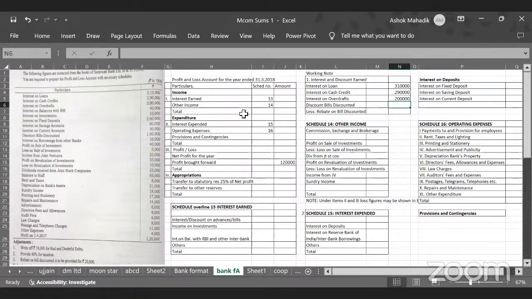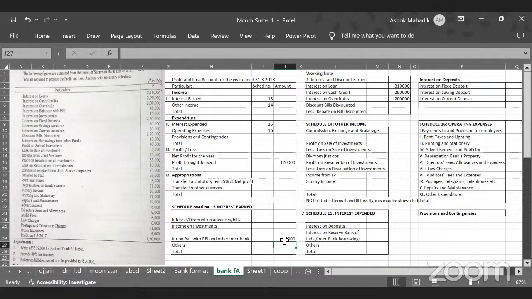Okay. Next, interest on balance with RBI. This will be put directly in the schedule. You know that in the schedule, we have interest on RBI as a separate item, so we can post it there. How much is the interest on RBI? 40,000. Is this clear? This is also our interest income, interest earned, isn't it? So we'll go to schedule number 13.